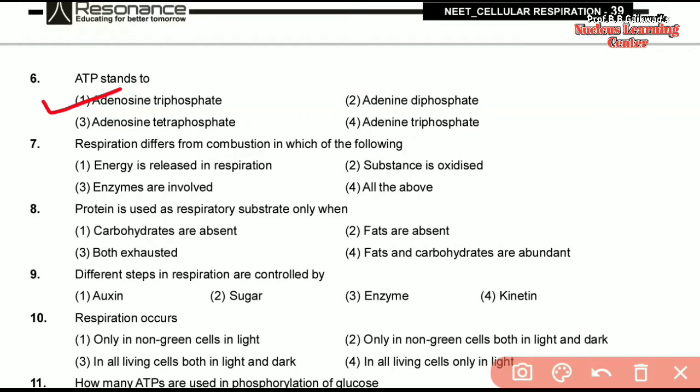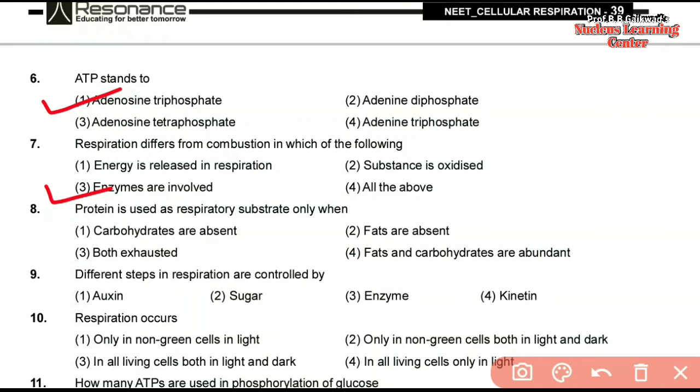Then, respiration differs from combustion in which of the following? In which aspect is respiration different from combustion? You have to keep in mind that in respiration there are enzymes involved. Respiration is an enzymatic process, but combustion is not an enzymatic process. So for that MCQ, the third option is correct.